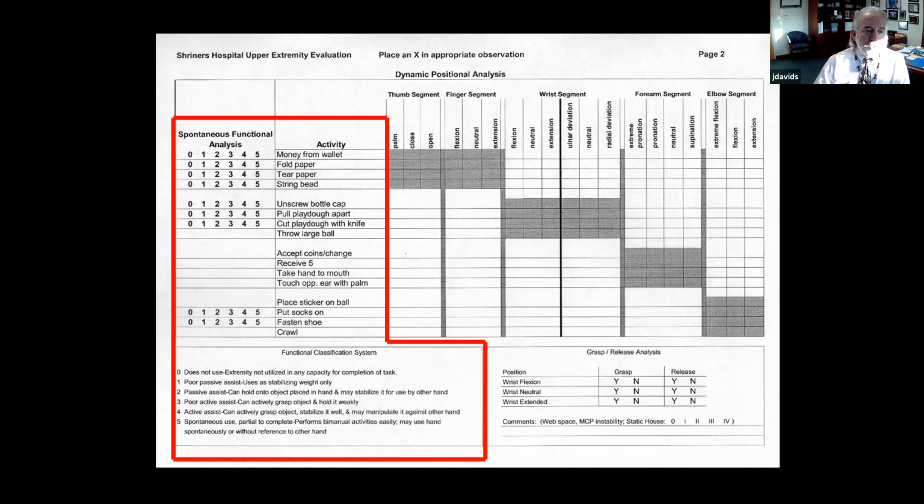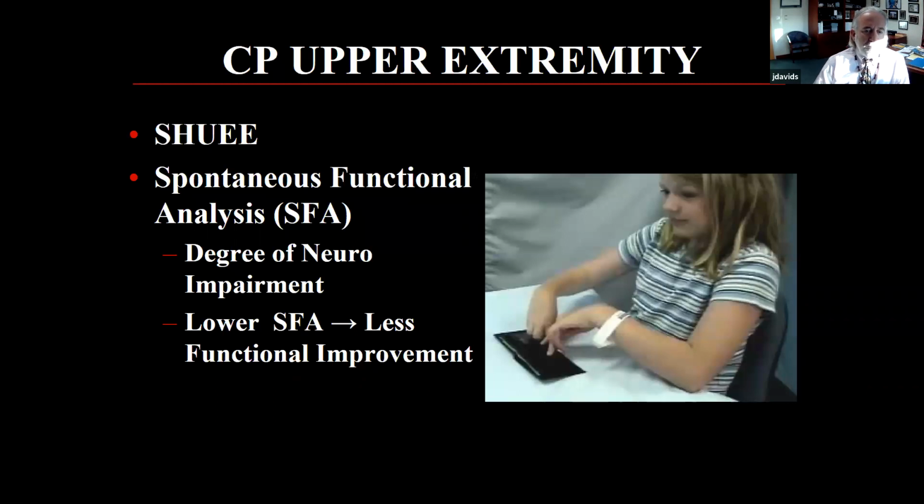The test measures spontaneous functional analysis, as highlighted here. The concept underlying spontaneous functional analysis is that it represents the degree of neurological impairment present. The concept is that a lower spontaneous functional analysis score would be associated with less functional improvement following interventions. This is a concept that has yet to really be fully proven.